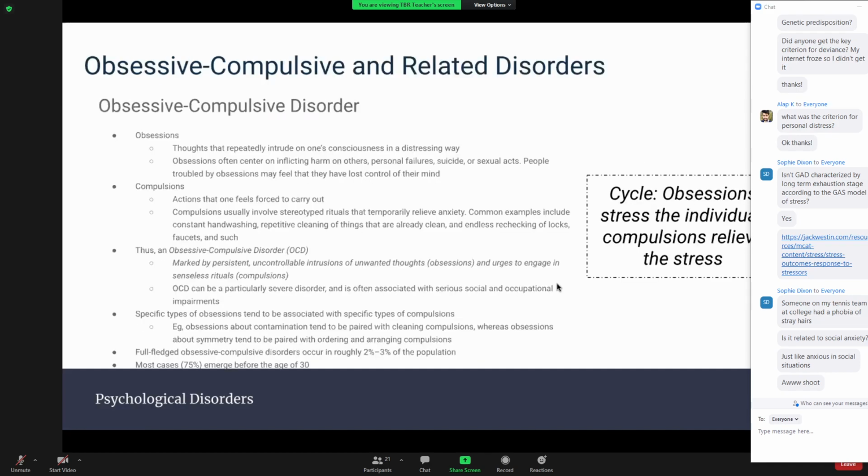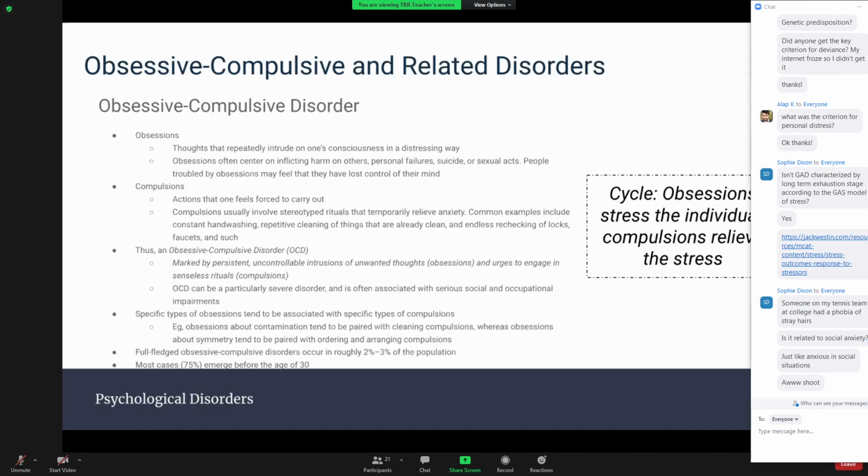So we're going to talk now about obsessive compulsive disorders. I say obsessive compulsive and related disorders because that's how it's called in the DSM, but we're only going to talk about obsessive compulsive. It's also called OCD, and there are two principal parts to OCD. The first is obsession, and the second is compulsion. So obsession is what it sounds like. It's just the thought that keeps on coming in your head to the point that it becomes distressing. So you're obsessing over something.